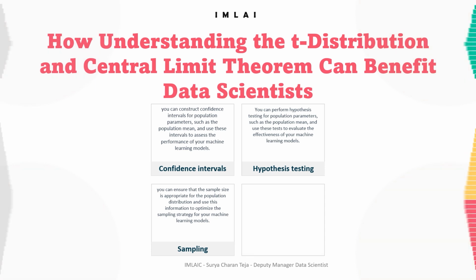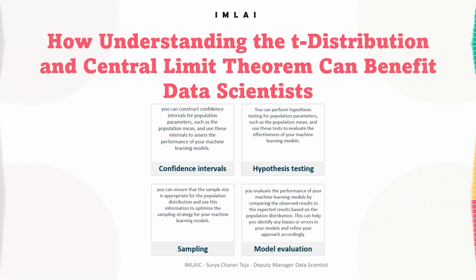Then you have model evaluation. Understanding the t distribution and the central limit theorem can help you evaluate the performance of your machine learning models by comparing the observed results to the expected results based on the population distribution. So this can help you identify any biases or errors in your model and refine your approach accordingly. So that is the reason, if you are a data scientist, you know how important model evaluation is. So if you want to do a proper model evaluation, you should have the knowledge of the t distribution and central limit theorem.